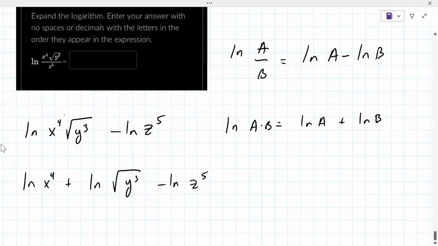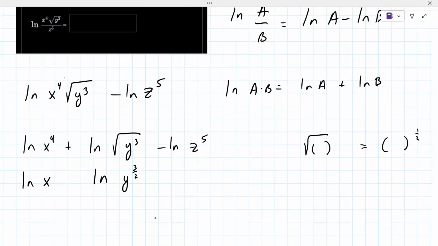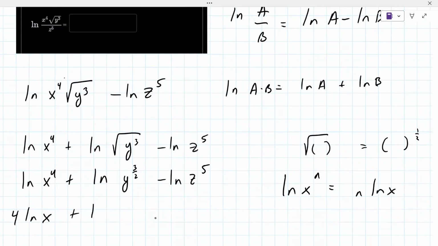All right, so the other thing here is that this square root, you have to remember how to rewrite that. Square root is really 1/2 power. So this becomes y to the 3/2 power. You multiply the 3 times the 1/2, that's 3/2. Is that okay? And then for all of these, you can bring the exponent out in front. So the 4 comes out in front. The 3/2 comes out in front.